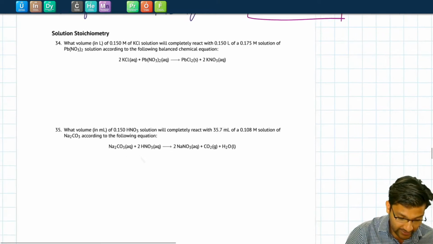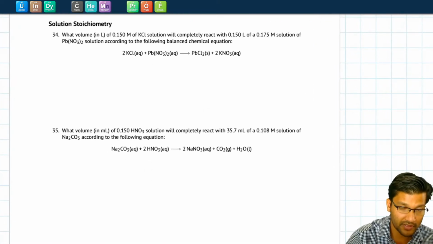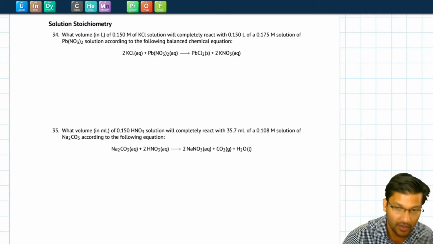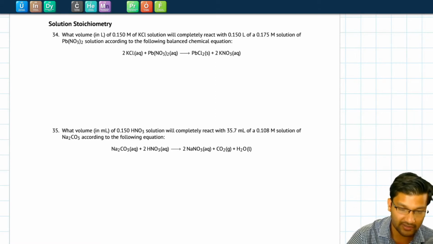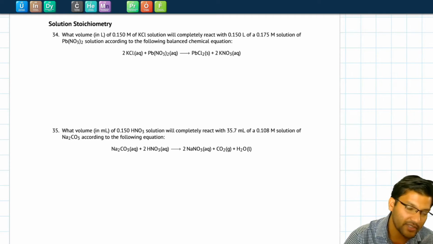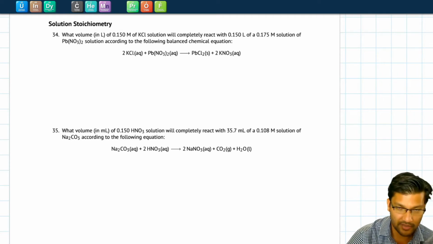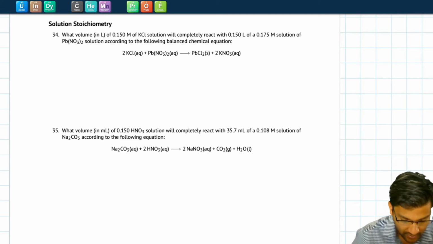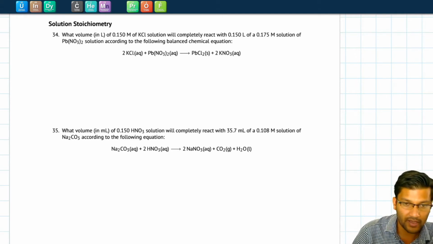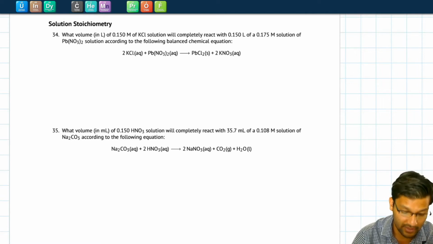Now at this point you should be able to do both number 34 and 35 because we've done similar practice before, but these are just stoichiometry calculations where we're dealing with solutions instead of solids like we've done before. They're no different than stoichiometry calculations with solid samples, or with acid-base reactions, for example. So I'd like you to pause the video here, try numbers 34 and 35 by yourself, and then when you unpause, I'll go over them together with you.